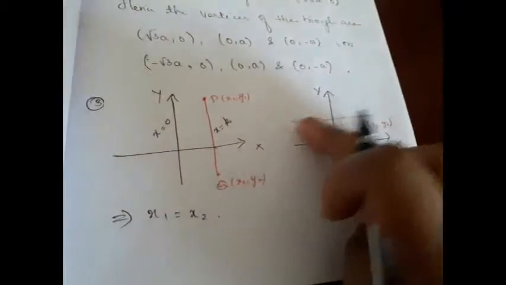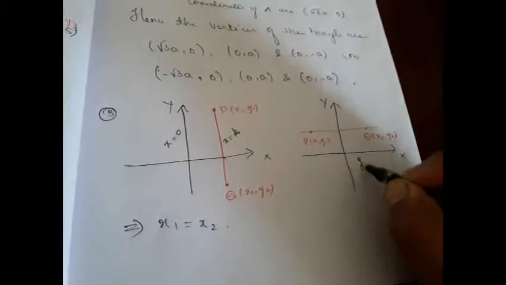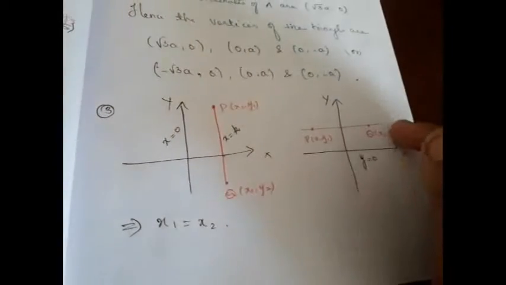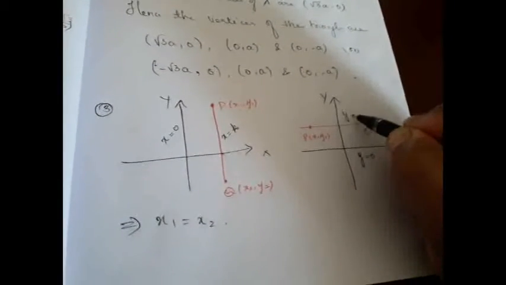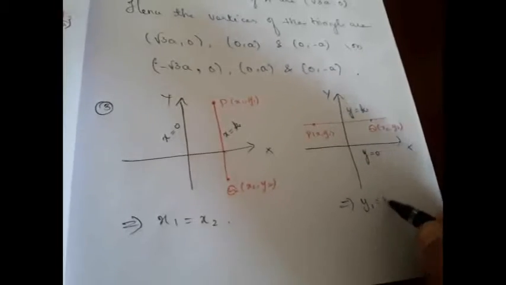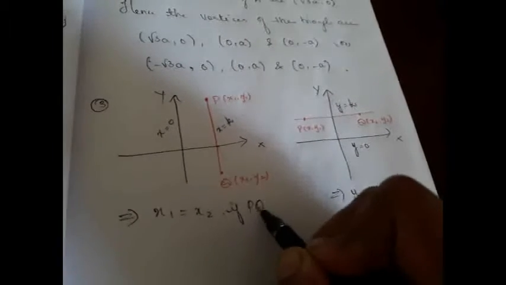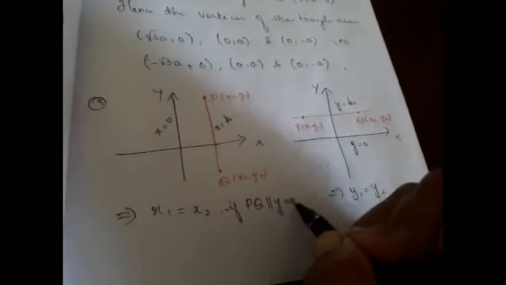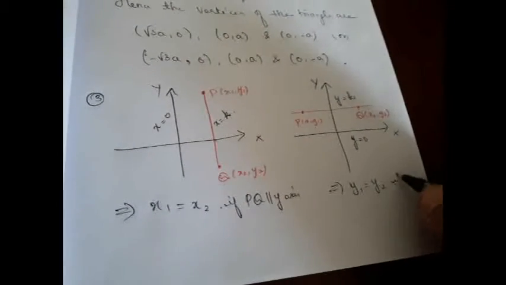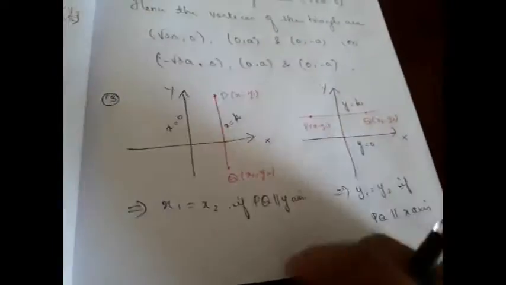When a line is parallel to x-axis, what do you infer? The equation of x-axis is y equal to 0. What is the equation of a line parallel to x-axis? Y is equal to some constant. So this implies y1 equals y2, right? x1 equals x2 if PQ is parallel to y-axis, y1 equals y2 if PQ is parallel to x-axis. So with this condition, we can find the distance.